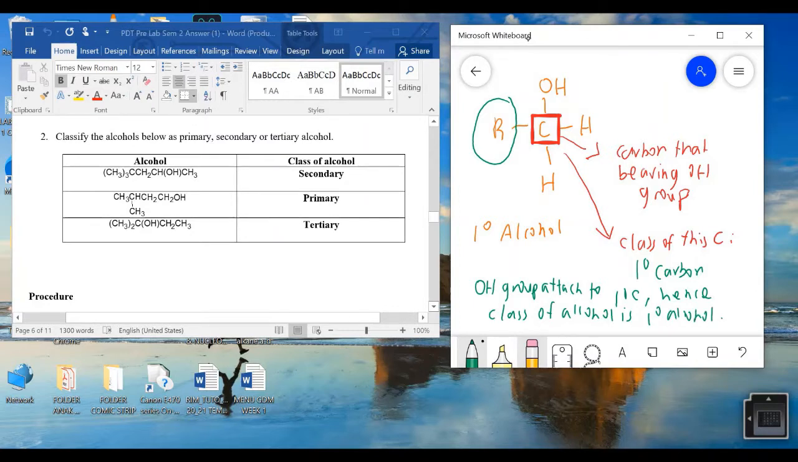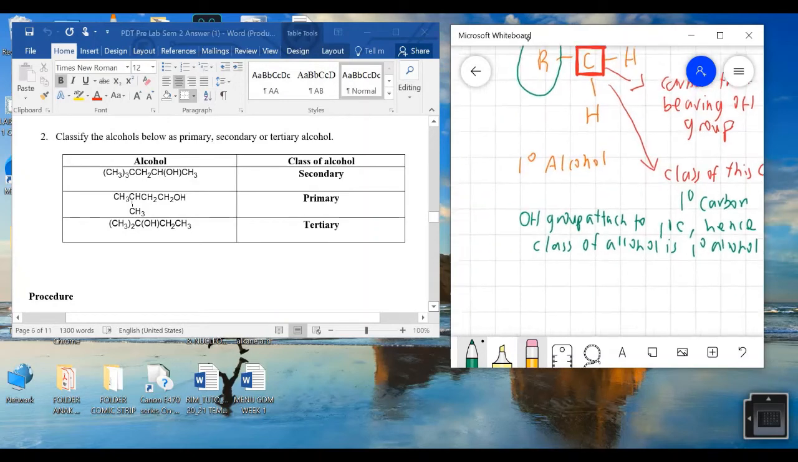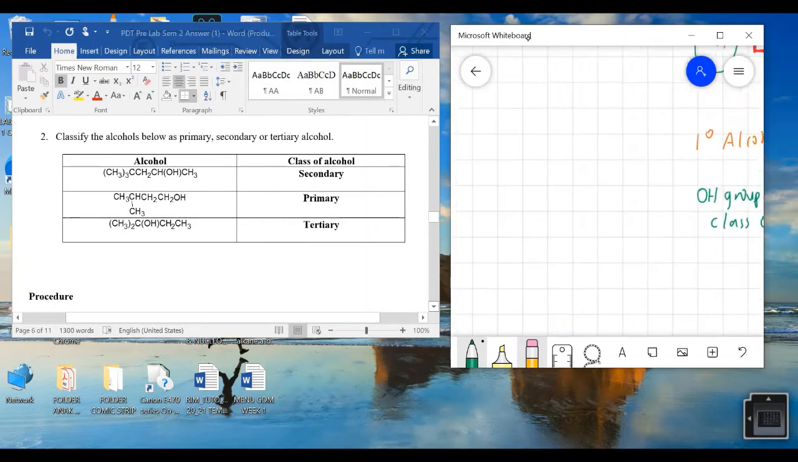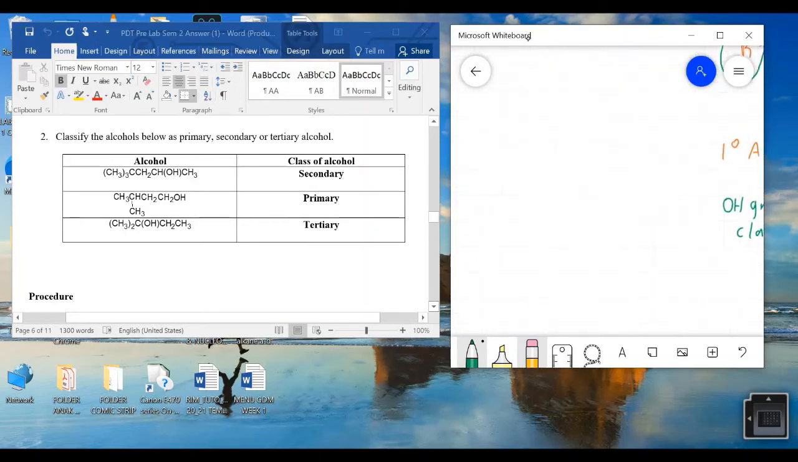So, if you want to know the class of alcohol, make sure you know the class of the carbon where the OH group attached. If the OH group attached to the secondary carbon, then it will be secondary alcohol. If the OH group attached to the tertiary carbon, then it will be tertiary alcohol. So, kita tengok contoh yang pertama yang dia bagi pada you.